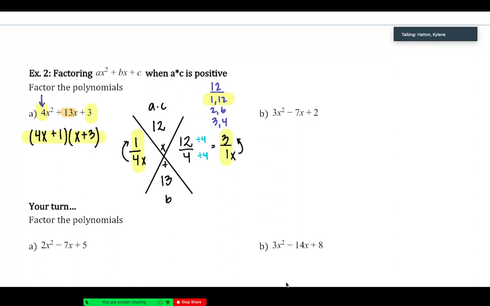And as far as checking your answer, nothing changes, so you can still FOIL it to check. I haven't been doing the check on all the problems just for time reasons, but remember, especially on a quiz or a test, I would always check it just to be safe.